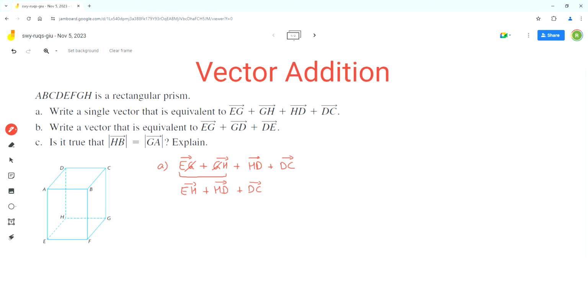Now we have to add vectors EH and HD. In vector EH, we go from point E to point H, and then in vector HD, we go from point H to point D. So when we add these two vectors, we go from E to H and then from H to D. So that means we go from E to D. So the sum of these two vectors should be vector ED.